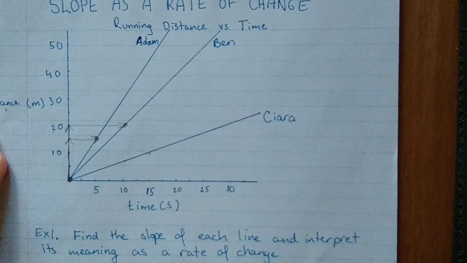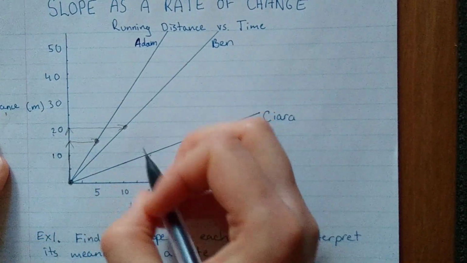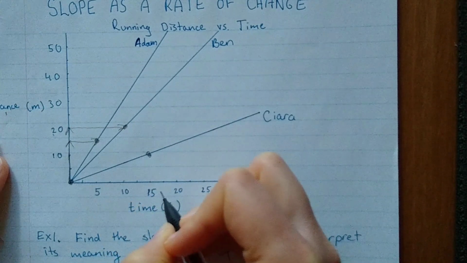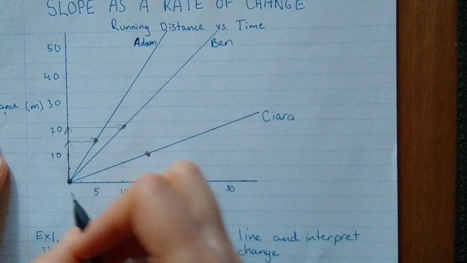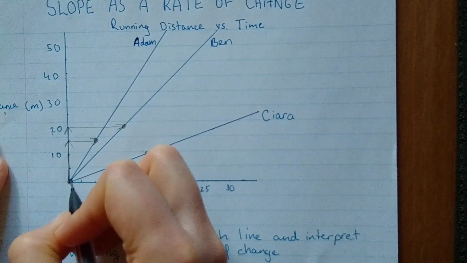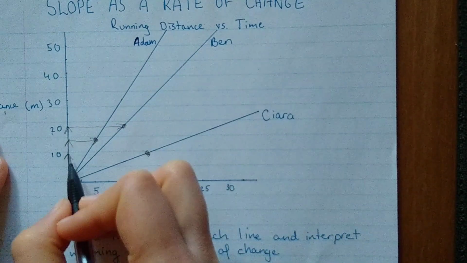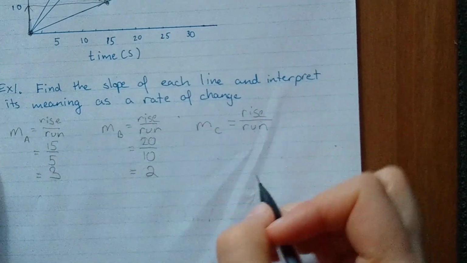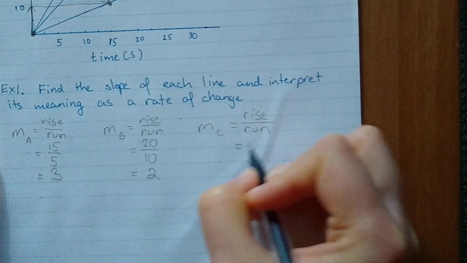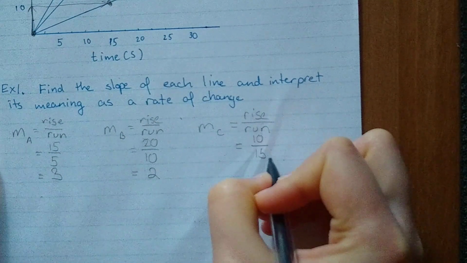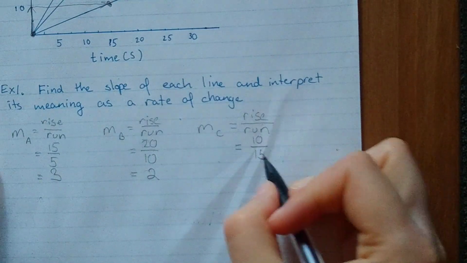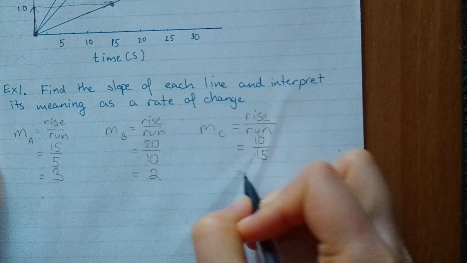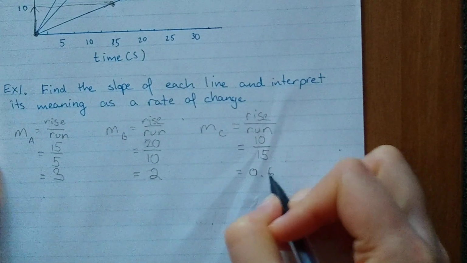Let's look at Sierra. So we'll use 0, 0. We can use this point here, which is 15, 10. So we go up 10, and we go across 15. So you'll get 10 over 15 here. And because this is a word problem, we don't need to stick to fractions. It's actually more useful to use decimals. So this is approximately 0.67.